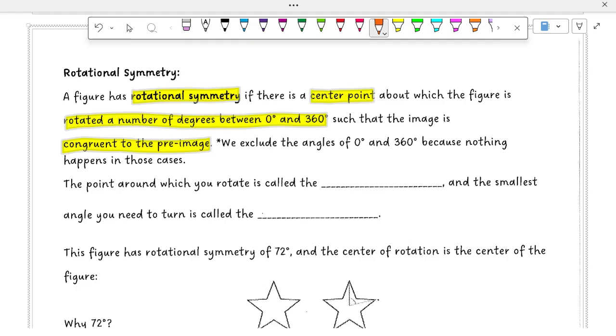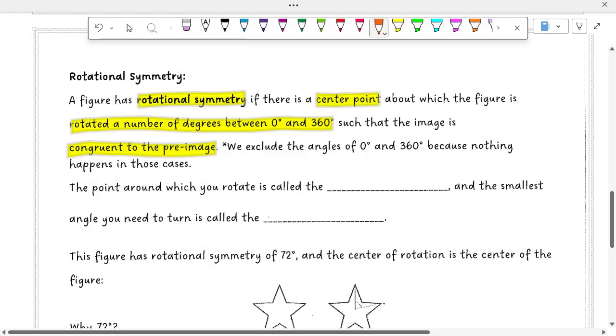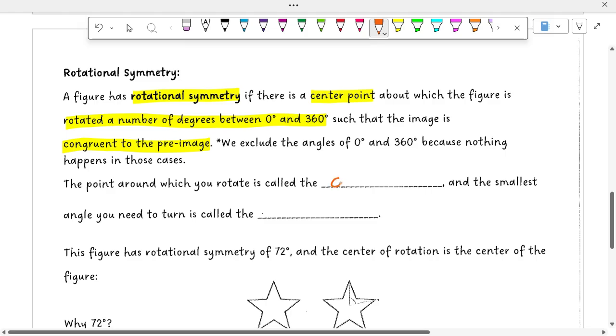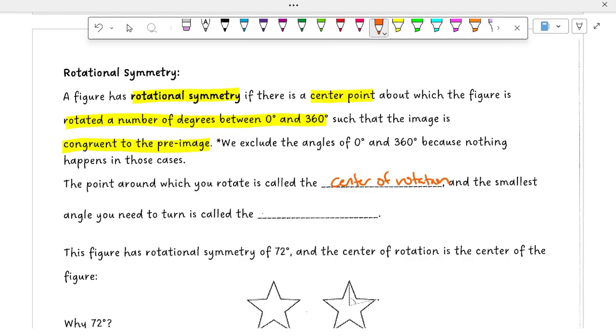The point which we rotate around is called the center of rotation. And the angle that we turn around is called the angle of rotation. I told you guys earlier on, mathematicians are pretty straightforward when they name things. They're not that creative. So whatever they name something is pretty much what it is.